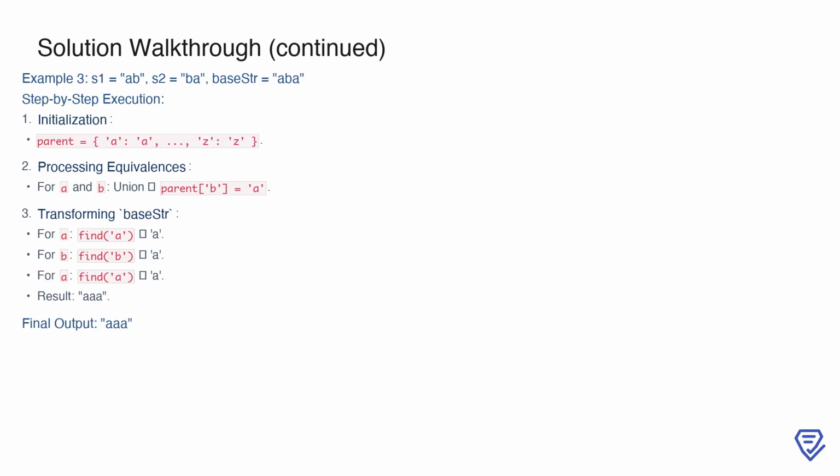We initialize the parent dictionary as before. Then, we process the equivalence pair A and B, connecting them by making A the parent of B, as A is smaller. When transforming base str, we find the root of A to be A, so the first A remains A. For B, its root is also found to be A, so B is replaced with A. Finally, the last A also maps to A. Combining these transformations results in the output string AAA, which is the lexicographically smallest equivalent string for this example.